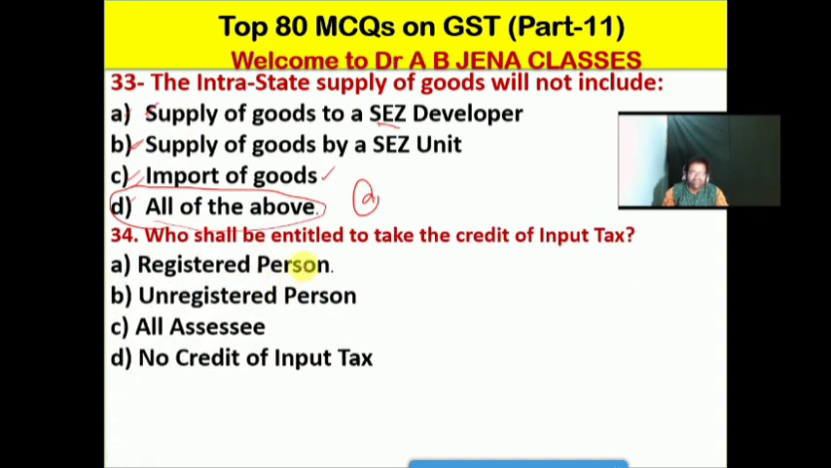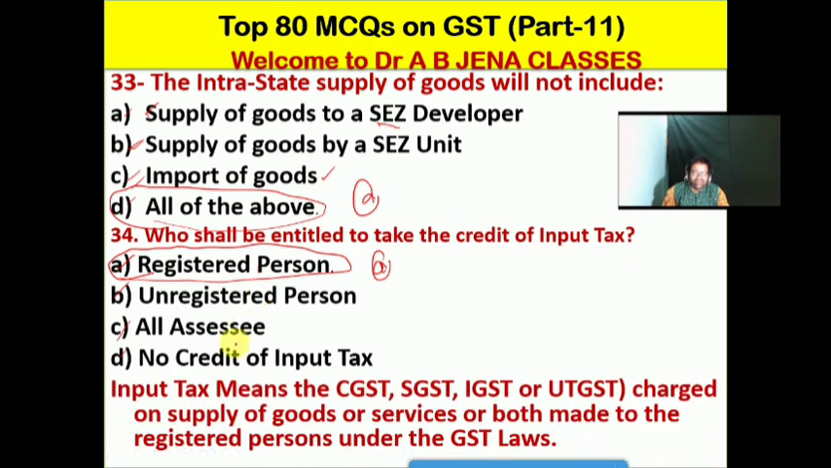Next one, who shall be entitled to take the credit of input tax? A, the registered person; B, the unregistered person; C, all assessees; D, no credit of input tax will be available. Friends, here A is the right option for this MCQ. A registered person shall be entitled to take the credit of input tax.